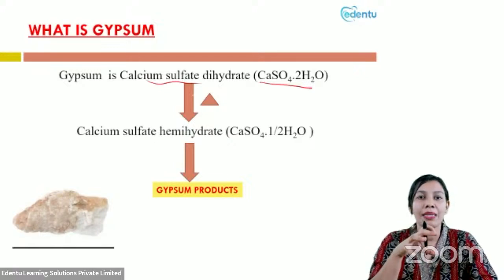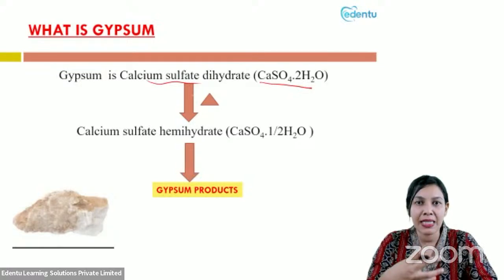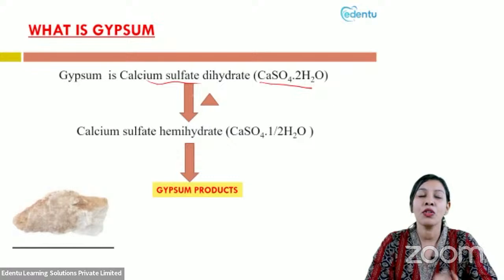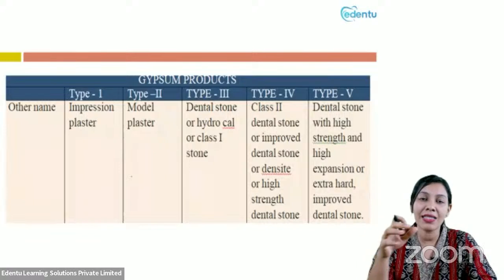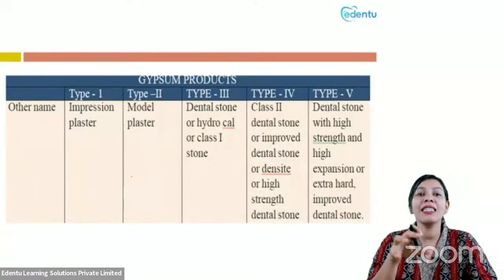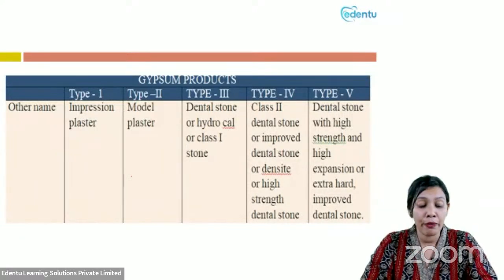So from this gypsum, through the process of calcination, which means we heat this gypsum, that is CaSO4.2H2O with two water molecules, it is calcinated to form various gypsum products. There is a decrease in the amount of water from the normal gypsum, which leads to the formation of various gypsum products. The various gypsum products are type 1, type 2, type 3, type 4, and type 5.